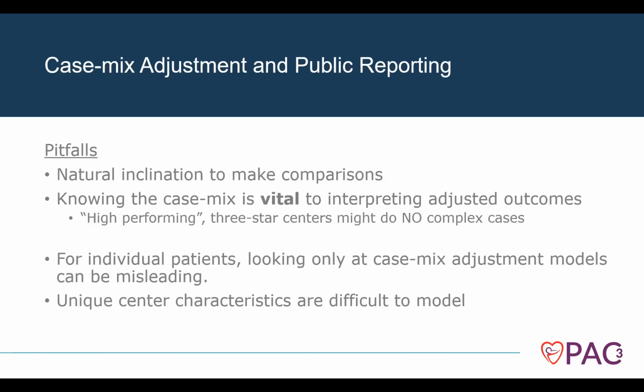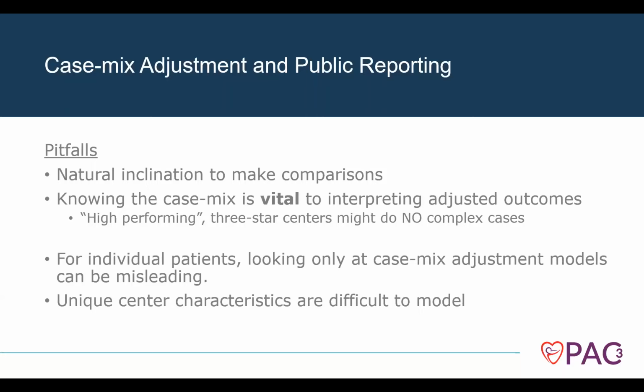So how does this get used in public reporting? What I've highlighted here are many of the pitfalls that come with case mix adjustment. There's a natural inclination that all humans have to make comparisons. So when you list out programs and you give some 3 stars and some 2 stars and some 1 stars, the natural inclination for anyone looking at that is that it's a ranking system comparing programs. But you have to be careful because the case mixes are all going to be different. So knowing what that case mix is, is really vital to interpreting those adjusted outcomes.